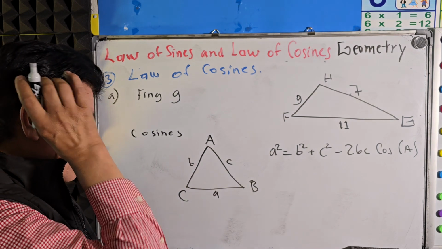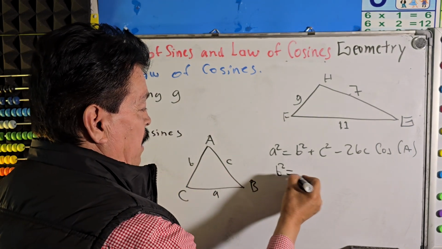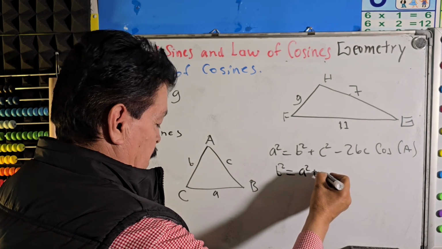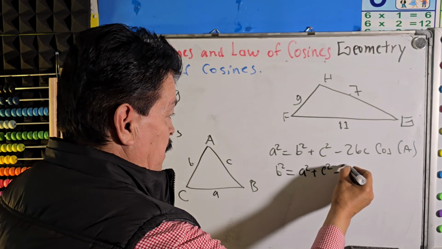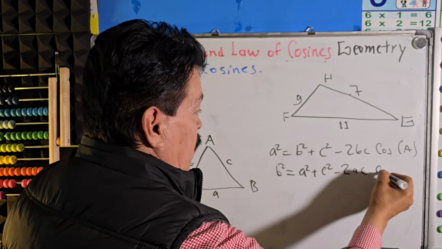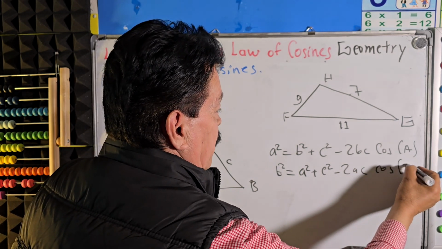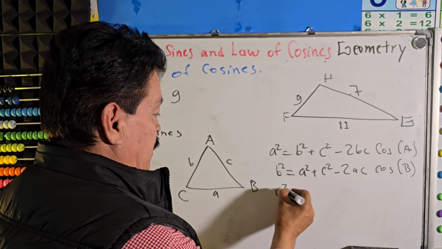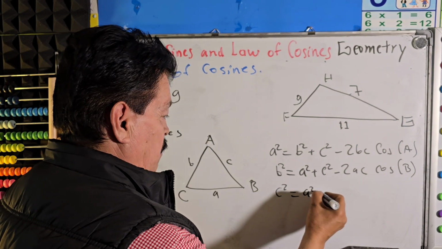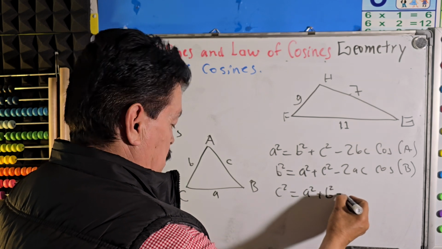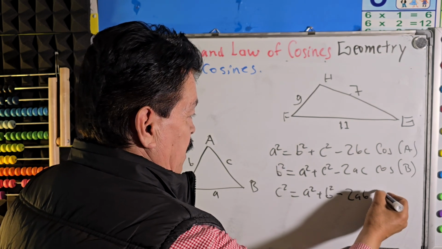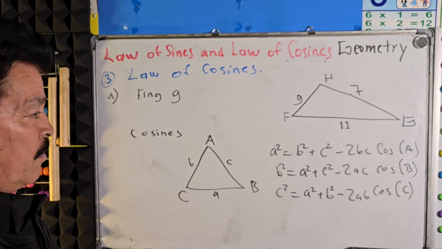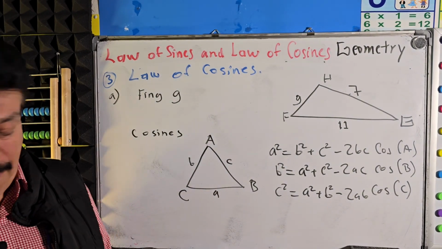This is one case. The second one: it will be B squared equals A squared plus C squared minus 2AC cosine of B. All right? And the last one is C squared equals A squared plus, of course, B squared minus 2AB cosine of C, right? That's our formula, our main concept.